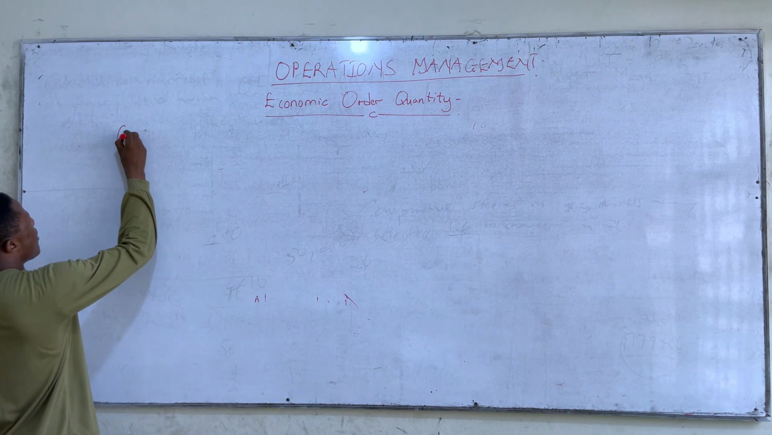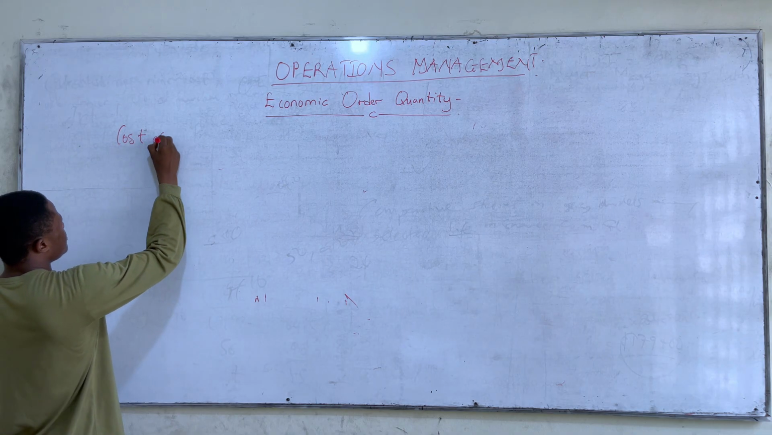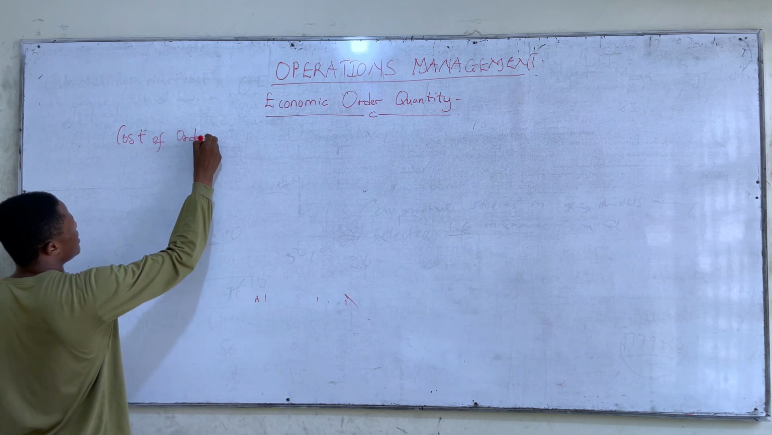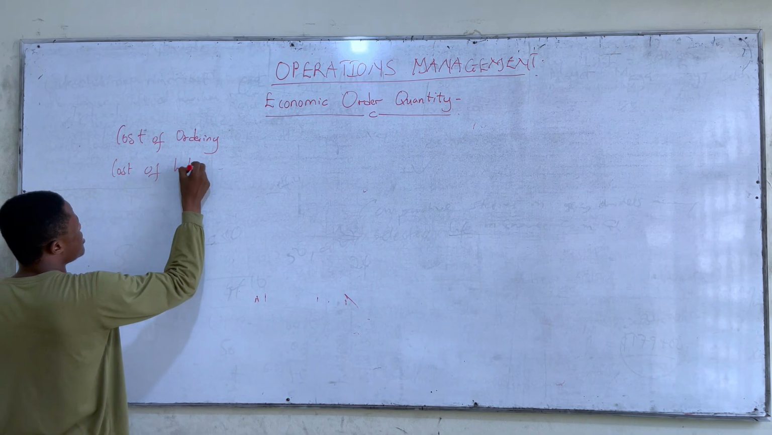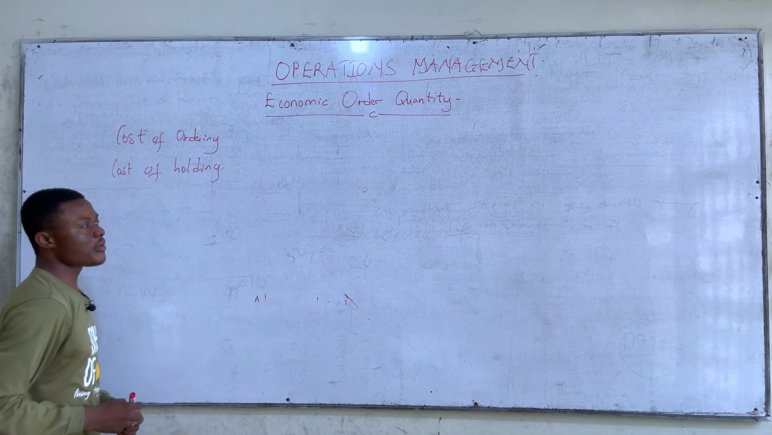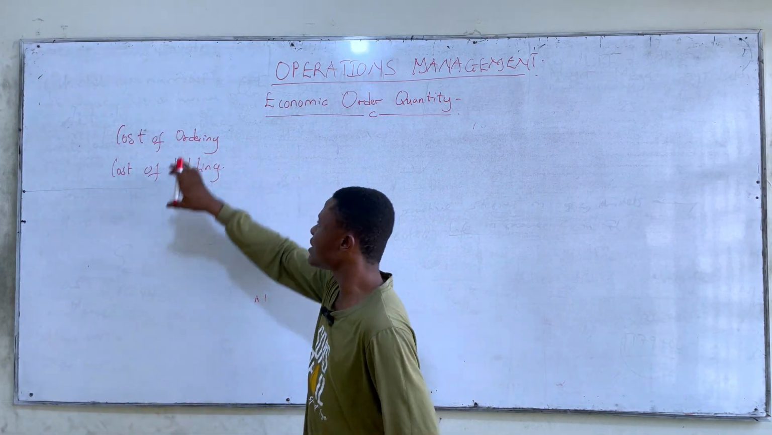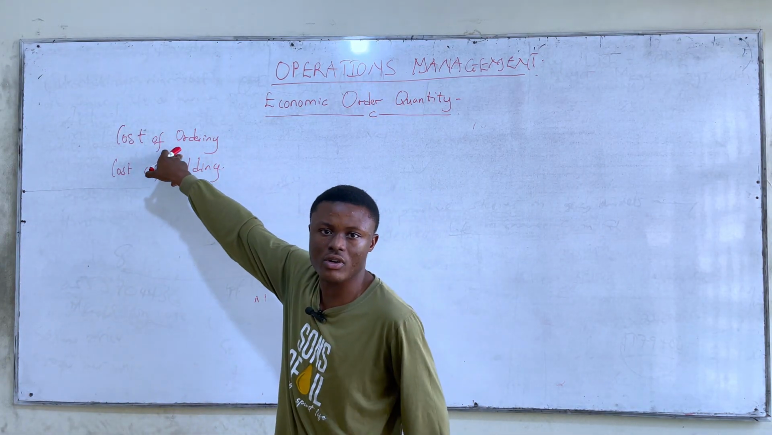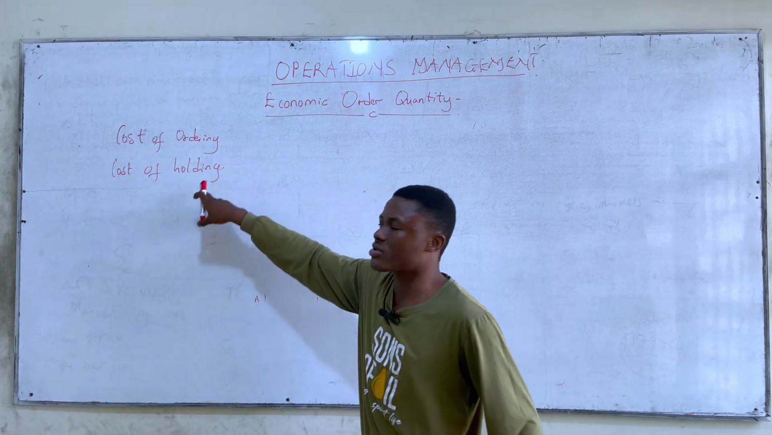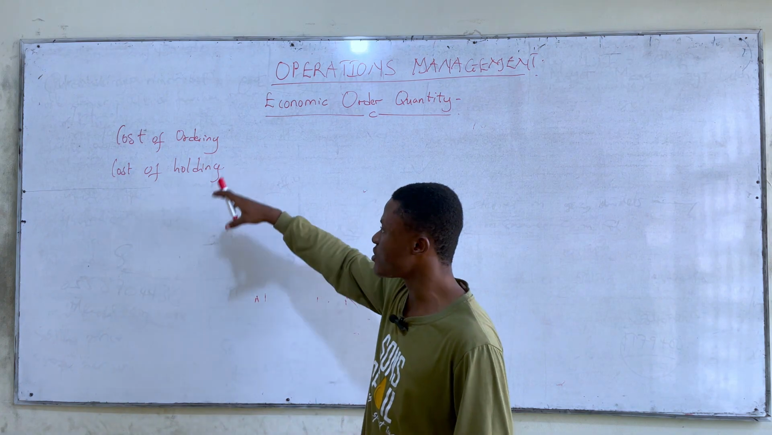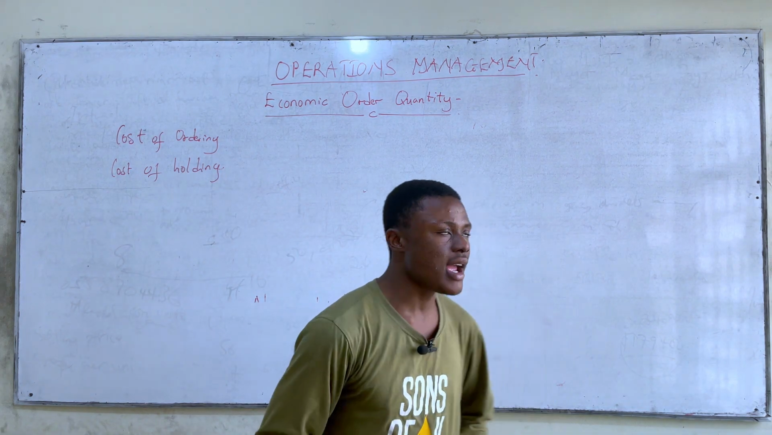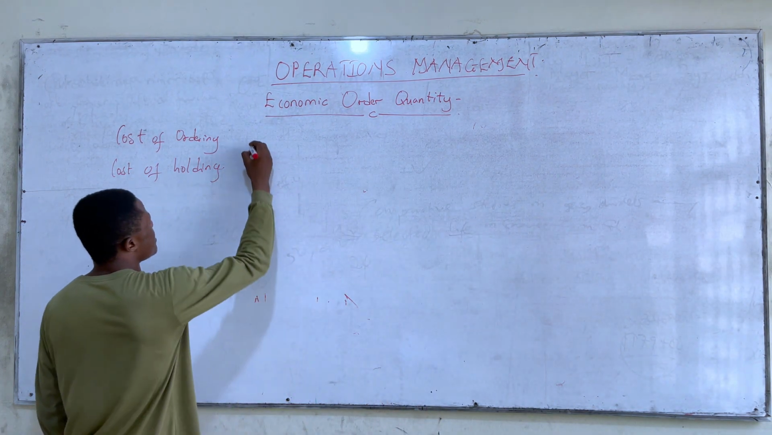So here we are going to take key notes of these things. That is our cost of ordering and also our cost of holding. So all about this economic order quantity stands on these two things: our cost of ordering and also our cost of holding. So I have explained these things earlier, then you'll be able to get the understanding well.